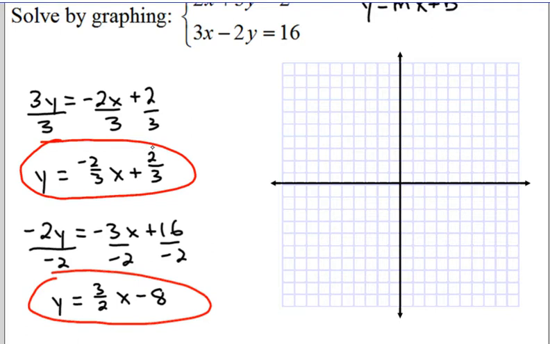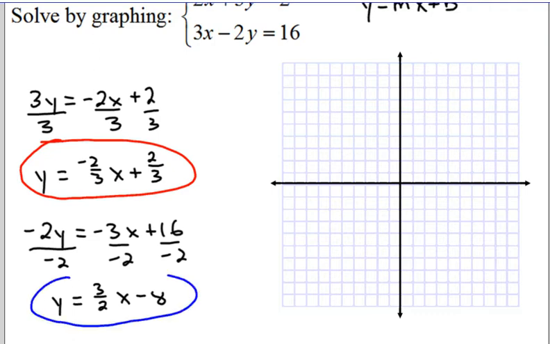For this first one, I'm going to circle it in blue, so when I graph it, I'll graph it in blue. And this other one was minus 8. For this first graph, the y-intercept is 2/3. I'd like it if it was a nice integer, but it's not. So I'm going to go about right there, which is where I'm thinking 2/3 is.